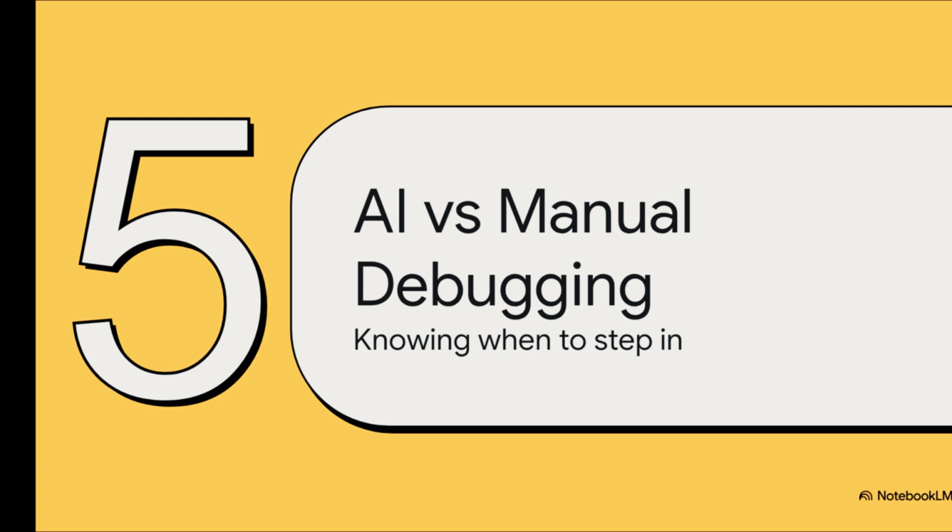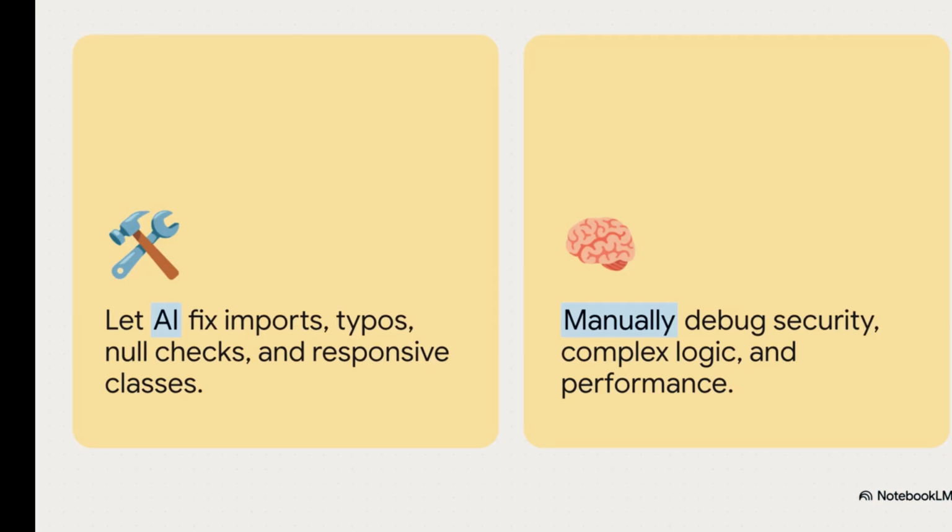Let's get into Section 5, AI versus manual debugging, and knowing exactly when to step in. Sometimes the AI will just get stuck in a loop. It'll endlessly generate the exact same broken fix over and over. When that happens, you really have to know your boundaries. Let the AI fix the annoying stuff, right? The import errors, typos, missing null checks, throwing in responsive classes.